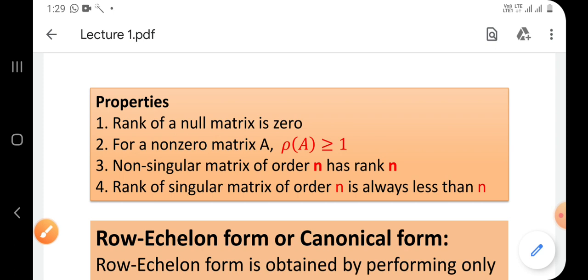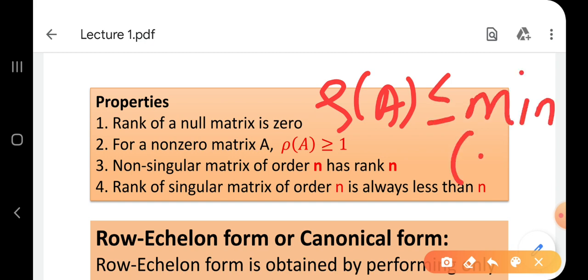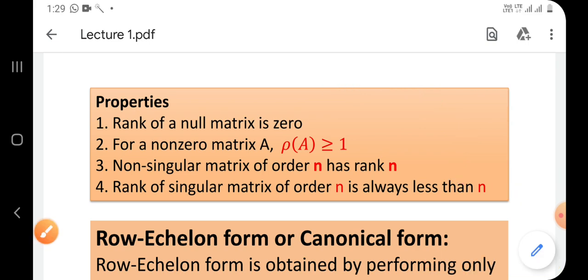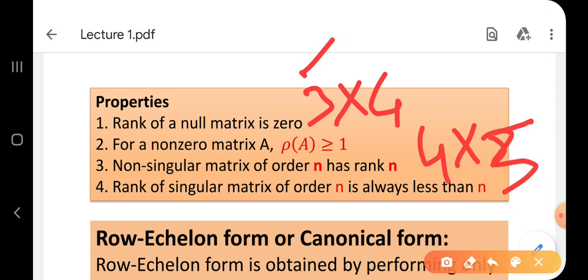Understood? Now one more point I add here: the rank of A is always less than or equal to the minimum of m and n. Meaning if I have a 3 by 4 matrix, then the rank of this matrix is maximum 3. If I have a 4 by 5 matrix, or a 4 by 3 matrix, then the rank is maximum 3, it may be 3 or less than 3. It may be 2, it may be 1, it may be 0 if a 0 matrix is there.